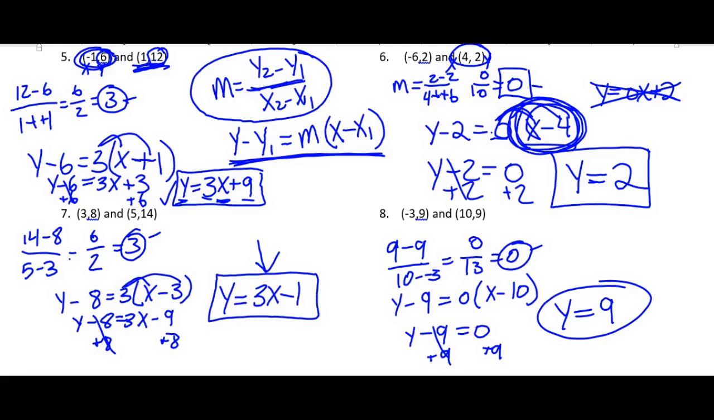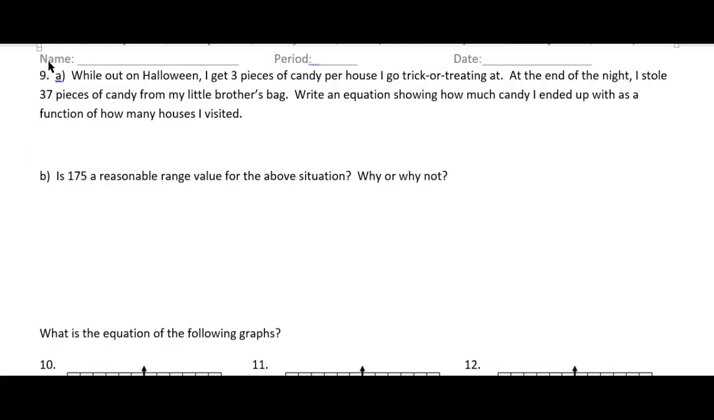Make sure you simplify this fraction. Do not leave it 6 over 2. Do not leave it 3 over 1. We want just plain 3. When we go through the whole process, we get 3x minus 1 for that equation. For number 8, we get y equals 9 for that equation. The 0 slope made the x go away, the 0x. So there's 7 and 8.